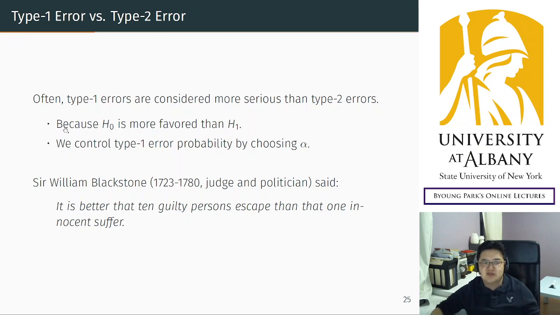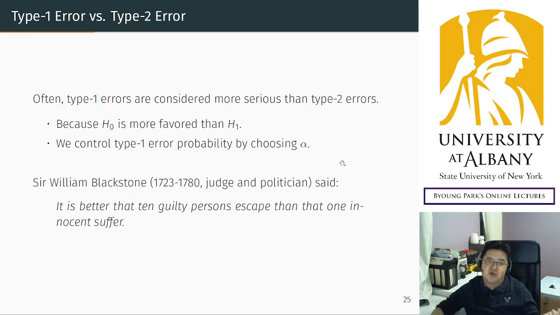So this is also consistent with the attitude of hypothesis testing that favors the null hypothesis much more than the alternative hypothesis. So the null hypothesis is favored, so we do not want to reject it by mistake, right? Therefore, we put it under control by choosing the significance level. So significance level equals the type 1 error probability. So choice of the significance level can be thought of as a choice of how much you are going to sacrifice type 1 error probability.